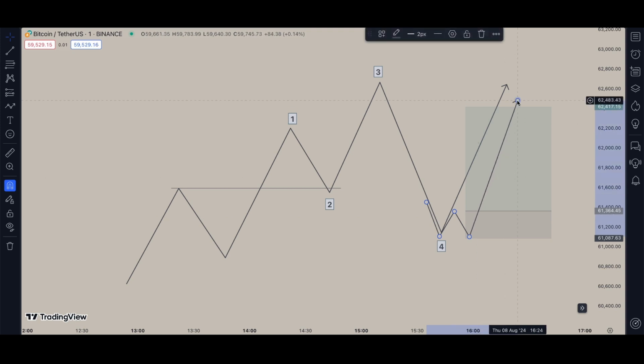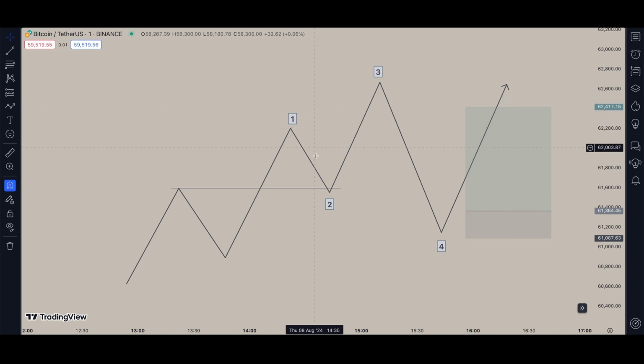It is super easy. Once you figure this out, once you identify this pattern, you will see it everywhere, because this is how the markets move. Every chart is going to show you this pattern. So let's go ahead and take a look at some real life examples on the charts.